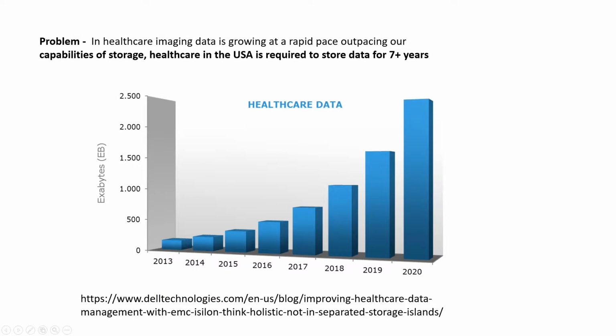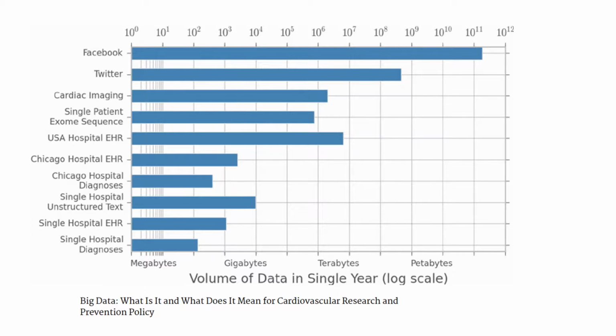So the problem is that healthcare imaging data is growing at a rapid pace, outpacing our capabilities to store all that data. This is a graph by Dell Technologies that explains that in 2020, a lot of this data is hitting into exabytes. Sorry about that. I have speech impediments. Essentially, in the US, the government requires us to store healthcare data for 7+ years, and that includes imaging data. So the amount of it is really large, and it gets into the terabytes, and it pales in comparison to Facebook and Twitter's data size.